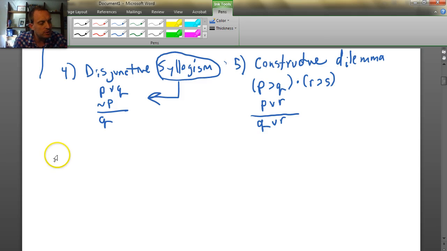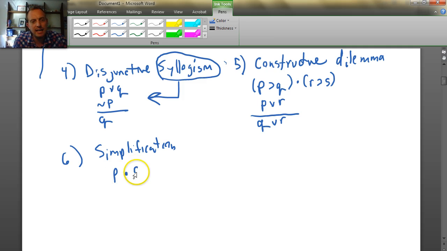And then the other rules we looked at here, number 6, is the rule of simplification. Simplification says if I have P and Q, I can always just conclude P, right? Because in order for a conjunction to be true, both P and Q have to be true. Thus, if I don't have this, P still remains true. Number 7 here is the conjunction.